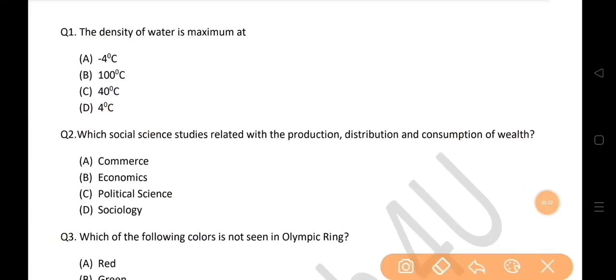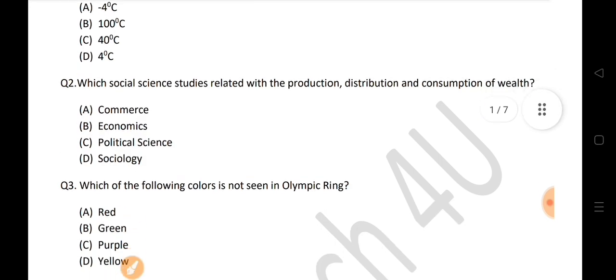First question, the density of water is maximum at, correct answer is option D, 4 degrees Celsius. Next question, which social science studies related with the production, distribution and consumption of wealth? Correct answer is option B, economics.